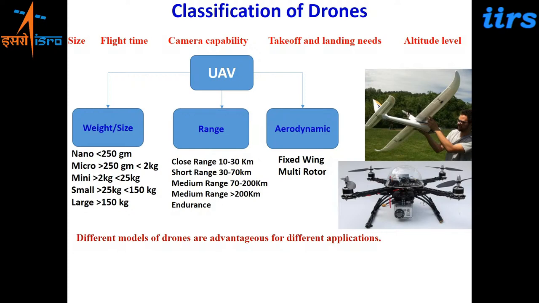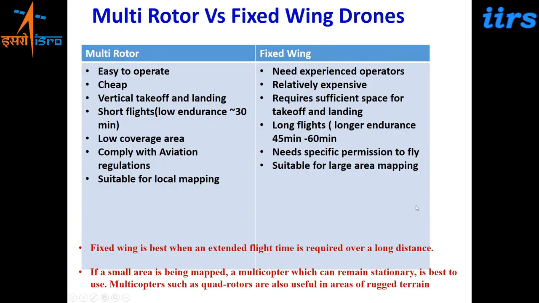Now in this case, the fixed wing and the multi-rotor have their own applications. They have their own advantages and disadvantages. So multi-rotor is basically, as I said, closer to a helicopter. It is easier to operate, cheap. It doesn't require a landing and takeoff space, so it can go vertically up and vertically down. So vertical takeoff and vertical landing, but it has a shorter endurance.